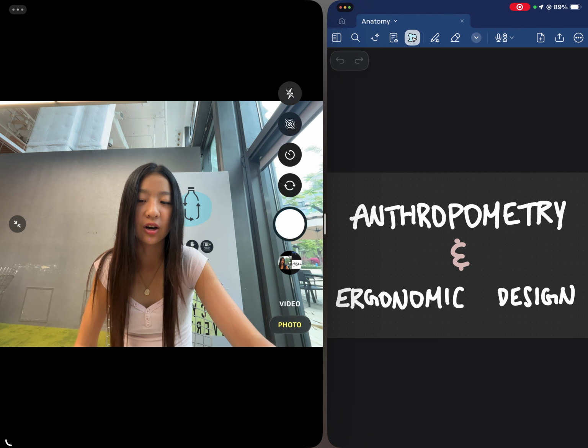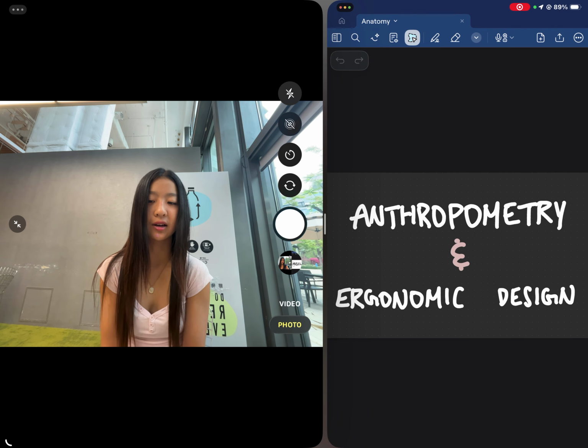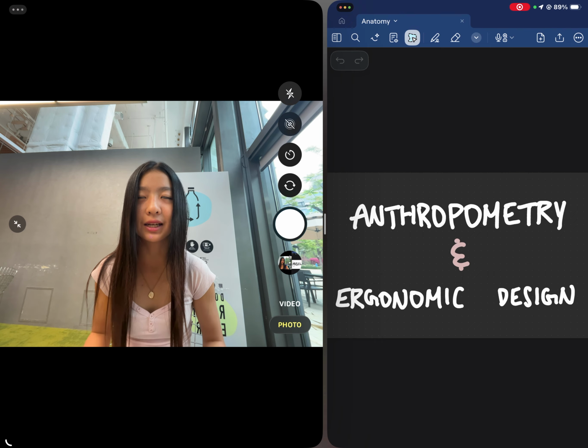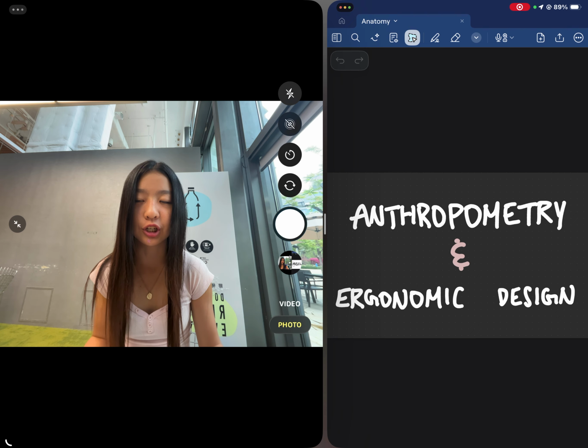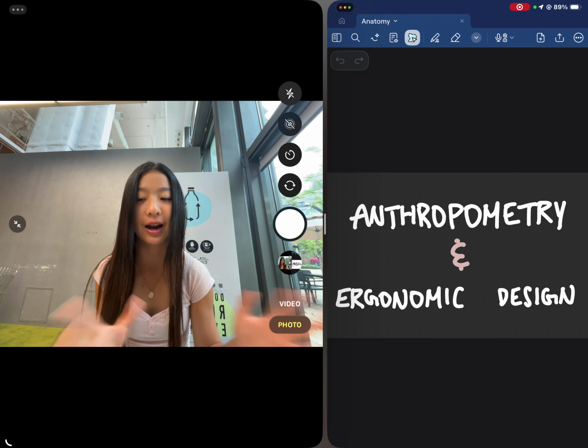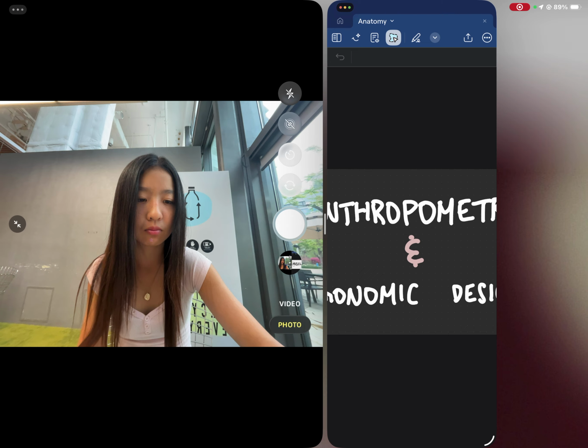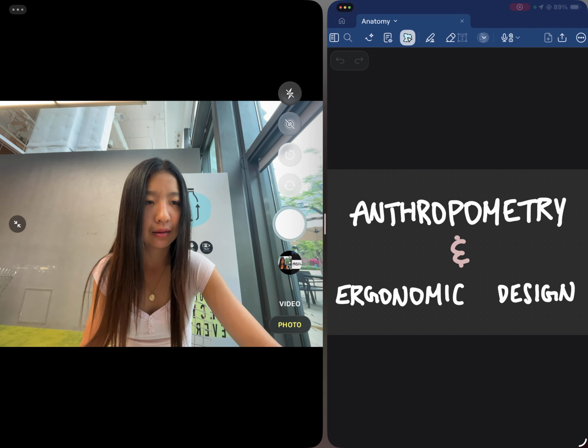So today we're going to be talking about anthropometry and ergonomic design, and this is part of the HL syllabus, and usually it's not a huge chunk of the questions that are actually going to be asked about, but it could appear in a database style question or just an application style question.